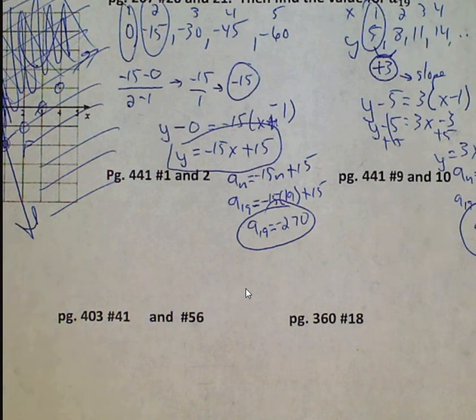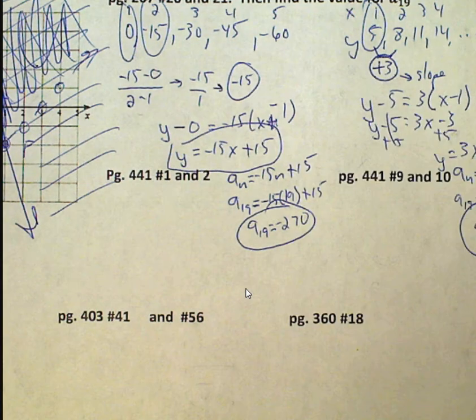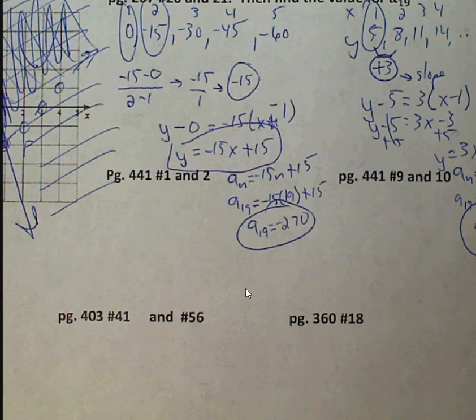Page 441. Number 1, number 2. Determine whether each sequence is arithmetic, geometric, or neither.